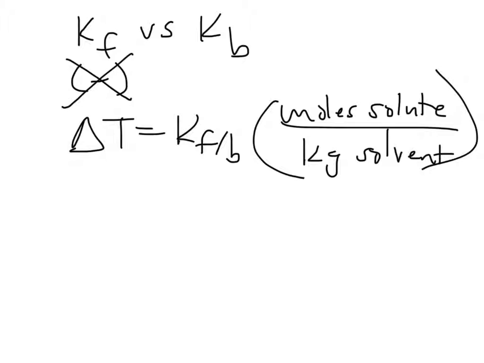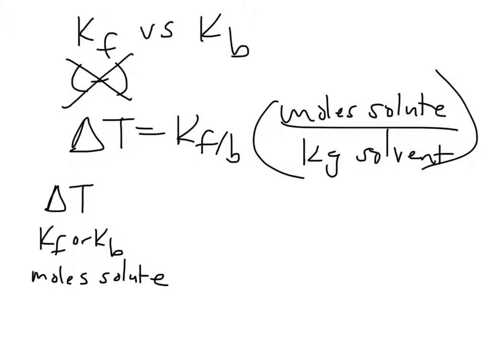In all boiling point elevation and freezing point depression problems, it's going to be useful to determine in your problem what is the solute and what is the solvent. Keep in mind that the solute is the thing that you're dissolving, and the solvent is the thing that you're dissolving it in. So breaking down this equation, really there are four variables. There's delta T, Kf or Kb based on which type of problem you're doing, the moles of solute, and the kilograms of solvent.